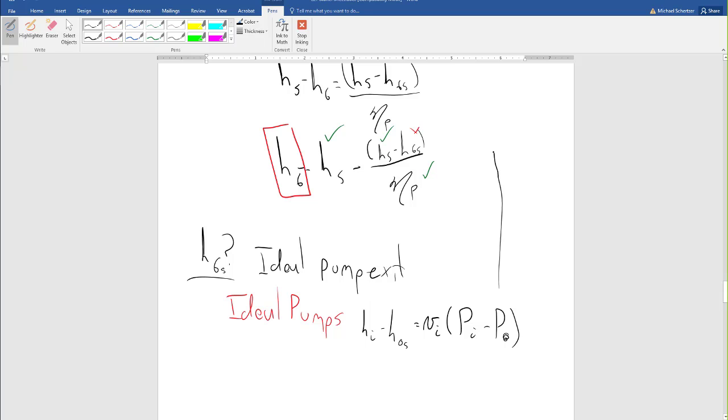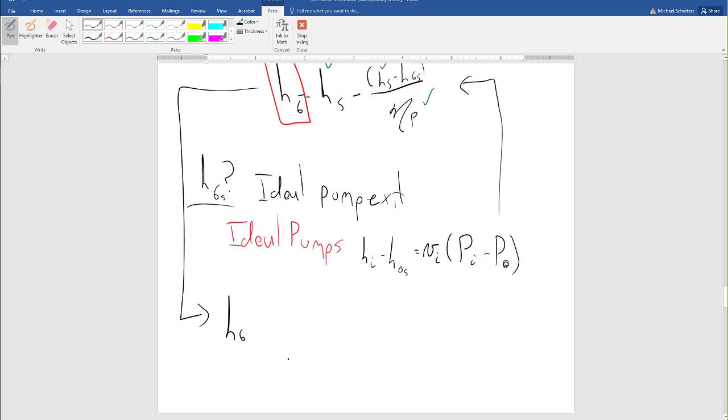So I'm going to put this back into this equation over here. Now, if I'm trying to find H6, it's going to be equal to H5 minus this new part, the specific volume at state 5, times P5 minus P6, divided by my efficiency of the pump.